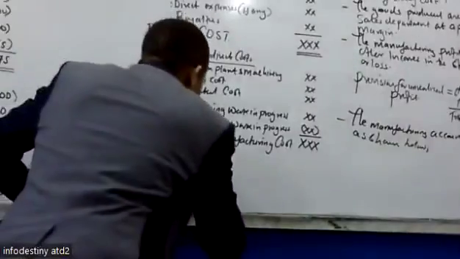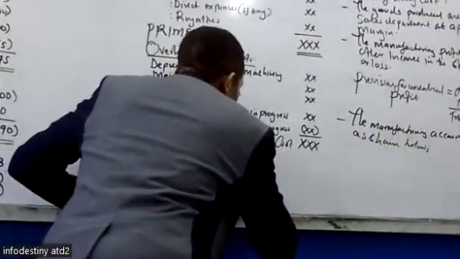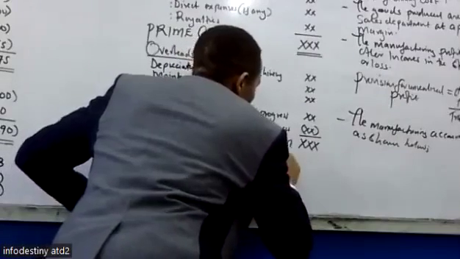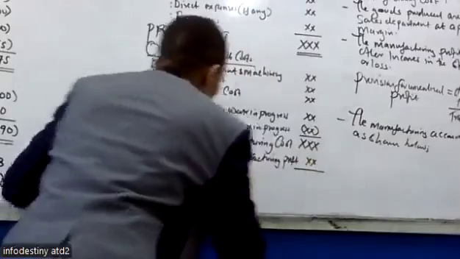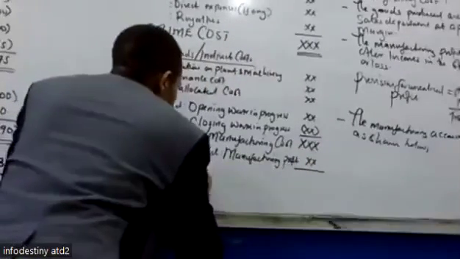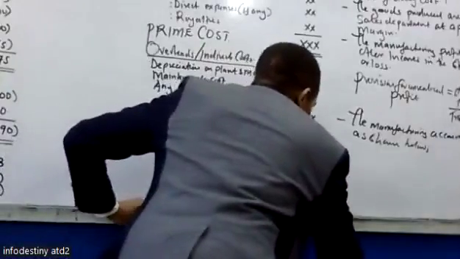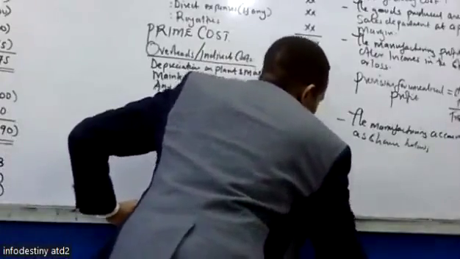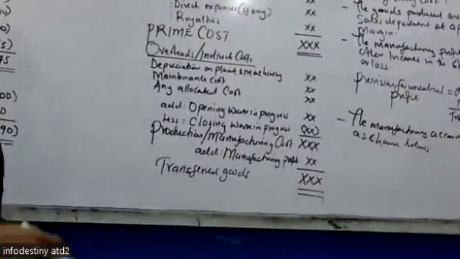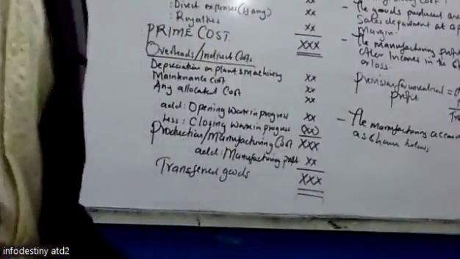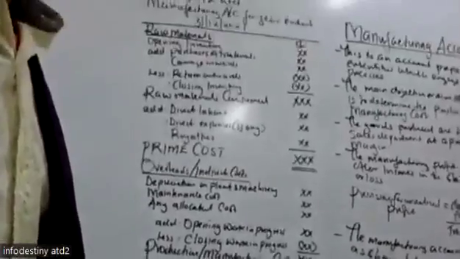And if they were issued at a profit, if they were transferred at a profit, we add the manufacturing profit to the cost. And we get what we call now the transferred goods. So that is the manufacturing account format.